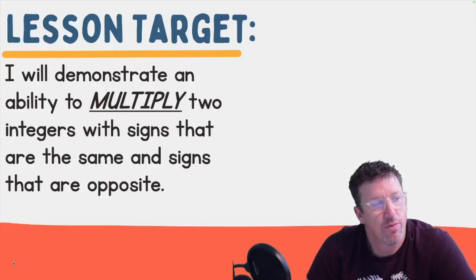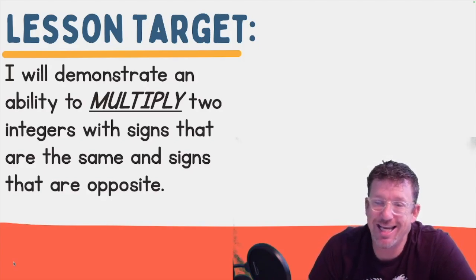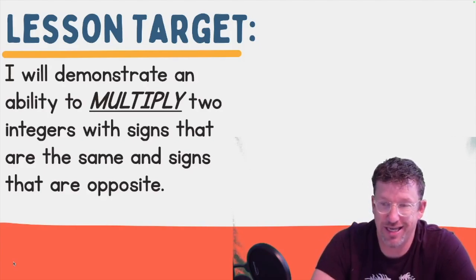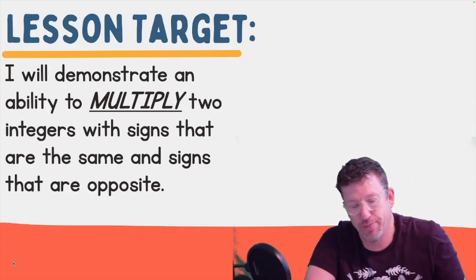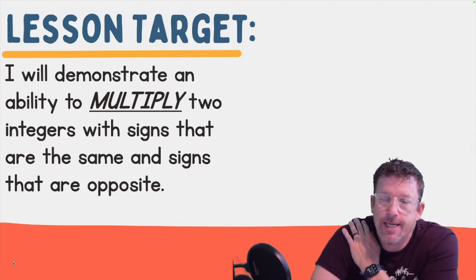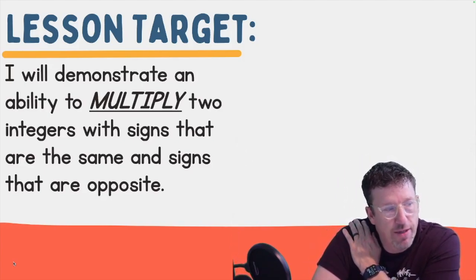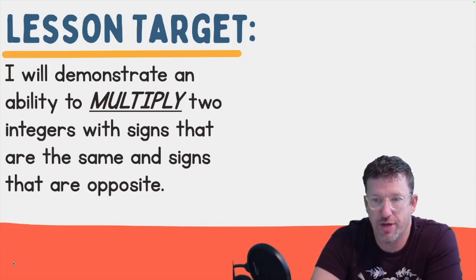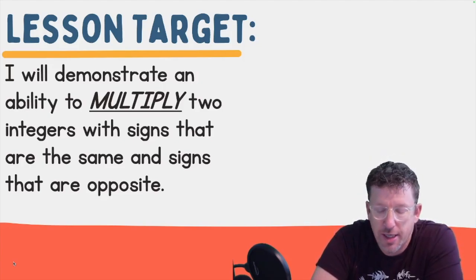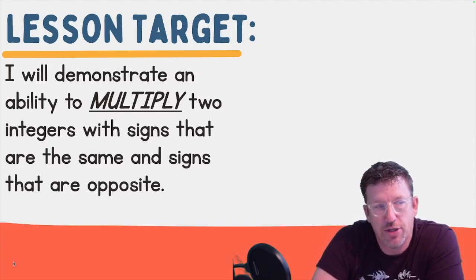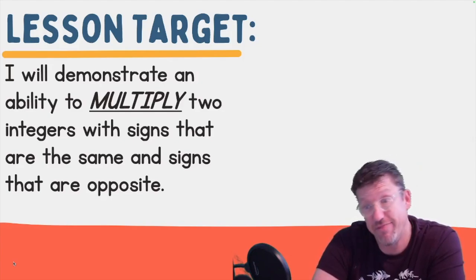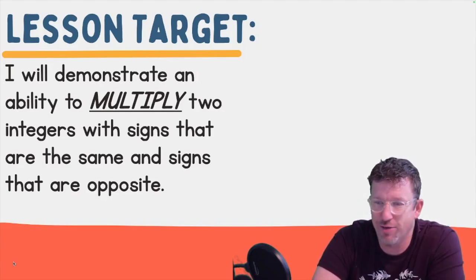So, what's our target today? We're going to multiply two integers with signs that are the same or signs that are opposite. So playing around with multiplying integers. I have a modeling video about multiplying integers. If you haven't seen that, you should check it out. It really helps with the conceptual thinking about what it means to multiply integers. And also there's addition and subtraction videos out there with modeling and not and division and all that. It's good stuff. Go live it up.